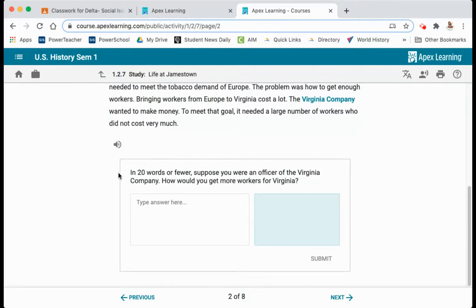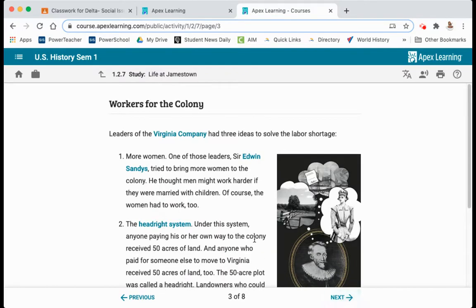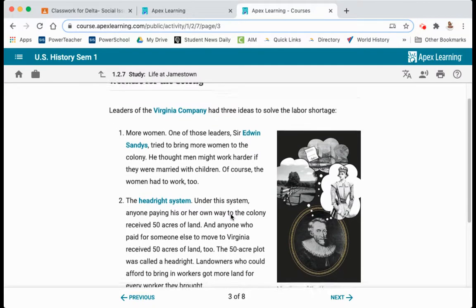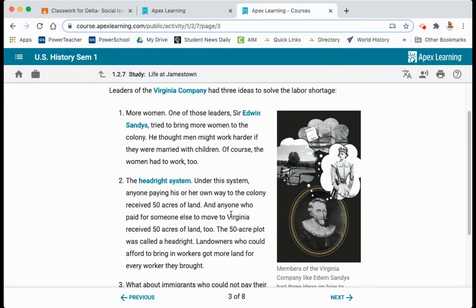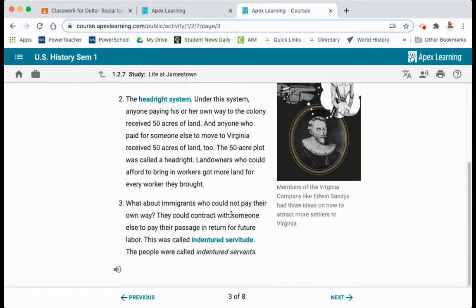So at the bottom here, you're in 20 words or fewer. Suppose you were an officer of the Virginia Company. How would you get more workers for Virginia? So just a very short sentence, you will say that. Workers for the colony, they talk about the Virginia colony, and they had 3 ideas to solve the labor shortage. So you will read about that.